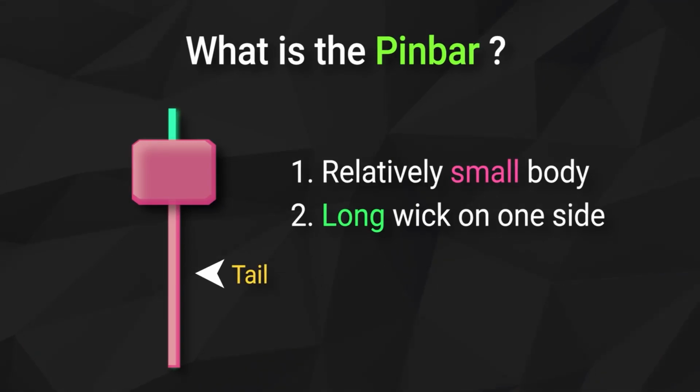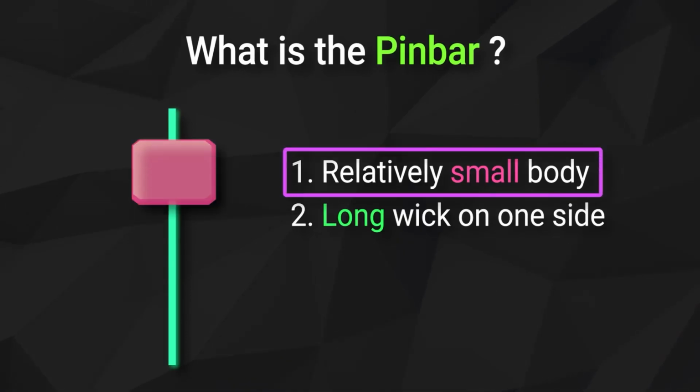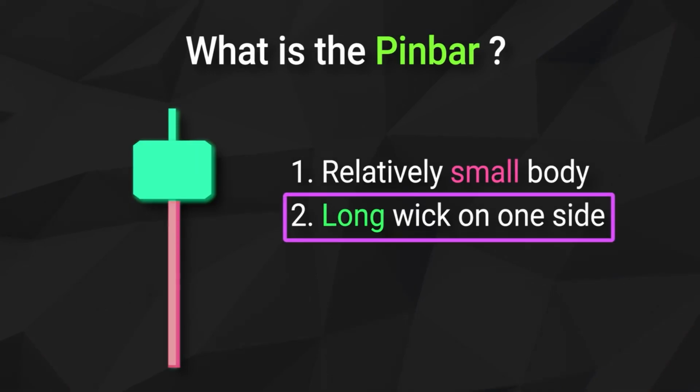Now, in some variations of the pin bar, a smaller wick can be seen sticking out on the other side. This is often referred to as the nose of the pin bar. However, other variations may also come without a nose, which is perfectly fine. So again, the two important criteria that validate a pin bar are: first, it needs to have a relatively small body, and second, it needs to have a long wick that sticks out on one side.